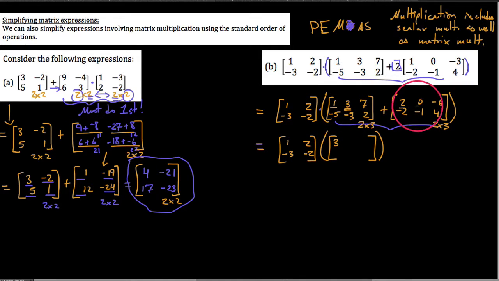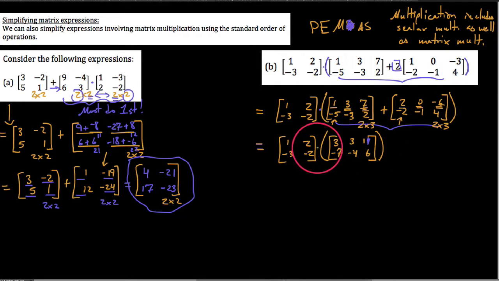I have 3 plus 0, which is 3. I have 7 plus -6, which is 1. Now going down here, we say -5 plus -2 is -7. -3 plus -1 is -4. This is a 1 here. Okay, and then 2 plus 4 is 6.